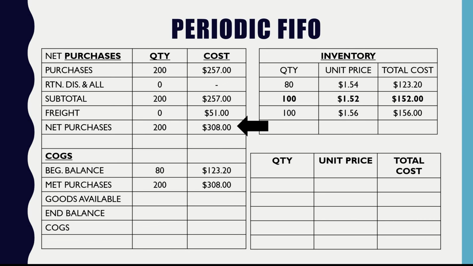Now this is where your calculation for goods available is going to come into play, because in this case I now have a grand total of 280 items available to sell, and it's going to cost me a grand total of $431.20.